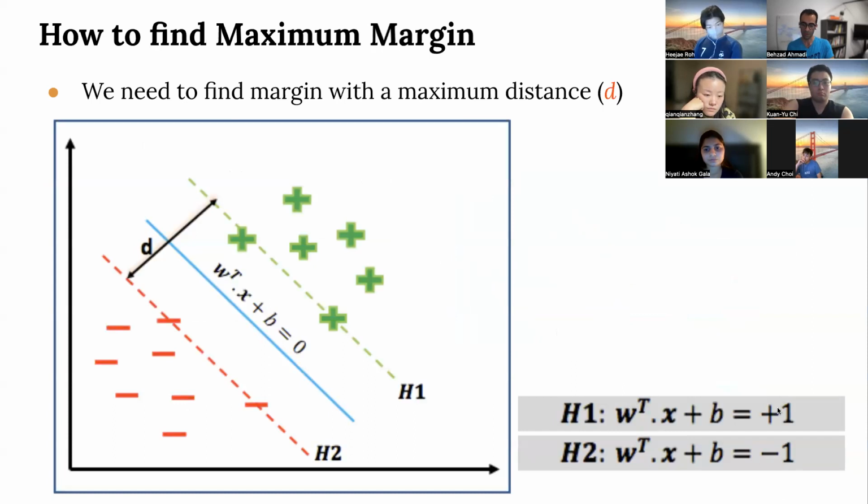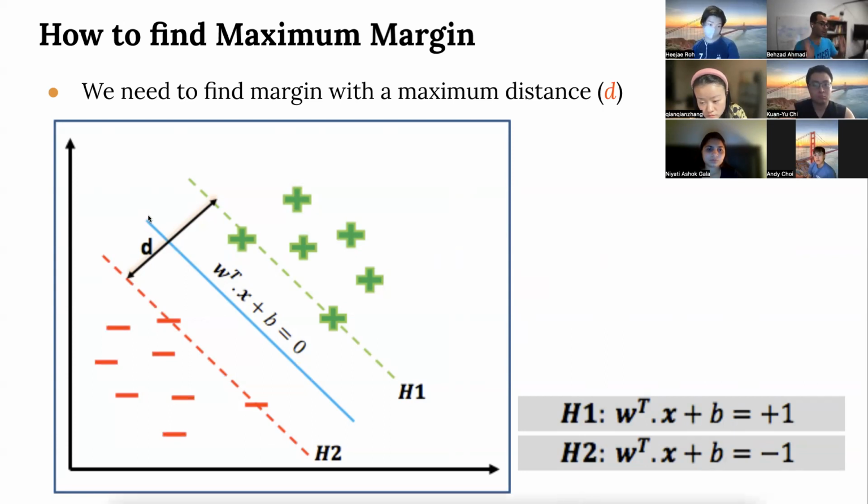So this is where W transpose X plus B equals 1, this is where your W transpose X plus B equals 0, and this is where your W transpose X plus B equals -1. At least from the data set, there's no point here, if you're looking at the perfect scenario. So you really have a cushion of D here. So the goal here is, how do you find this line?